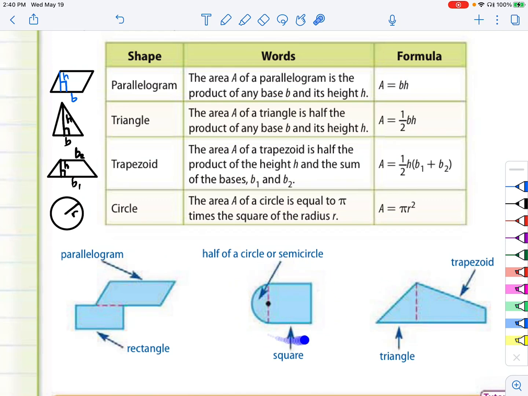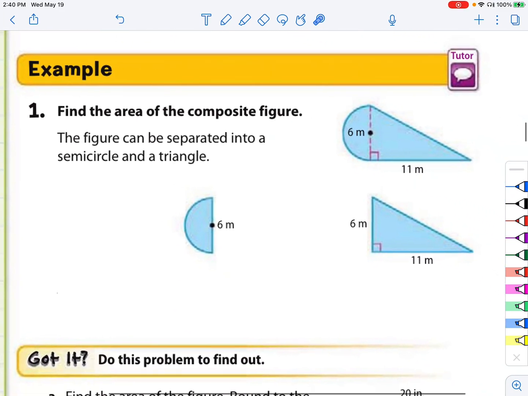To find the area of this composite figure, we need to find the area of our square, and then we need to find the area of this semicircle. To find the area of this composite figure, we need to find the area of this trapezoid, then add the area of this triangle. Okay? So let's see how this works in our examples.